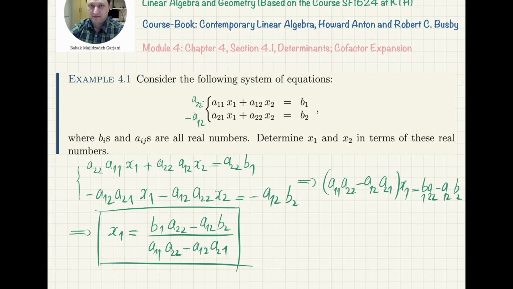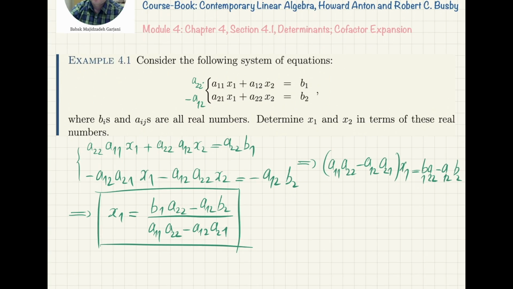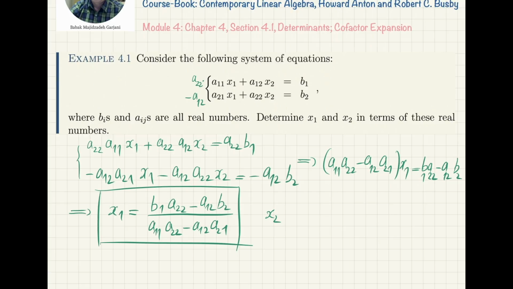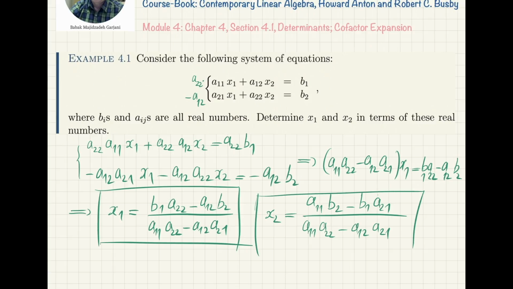I don't want to spend time on it. You can do the simple algebra yourself. You will get a very similar formula for x2. Just let me write down the formula here for you. The formula turns out to be a11 b2 minus b1 a21, and the denominator turns out to be exactly the same denominator as before.